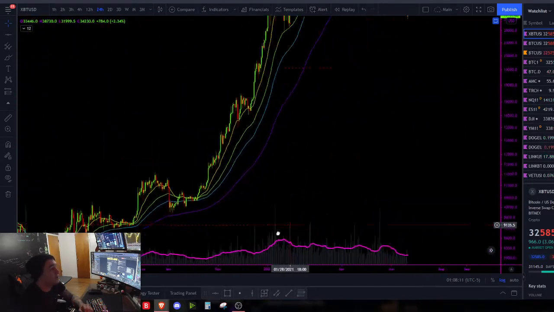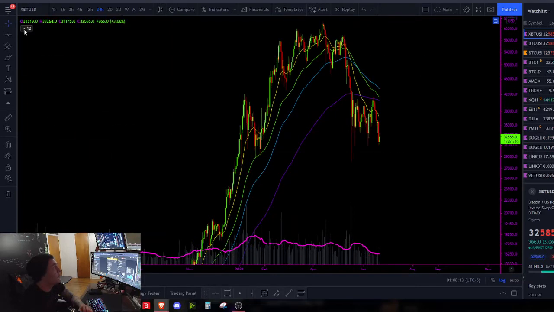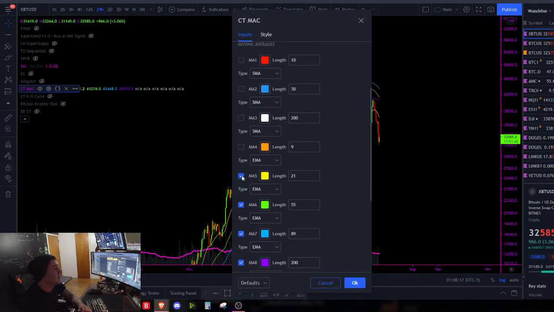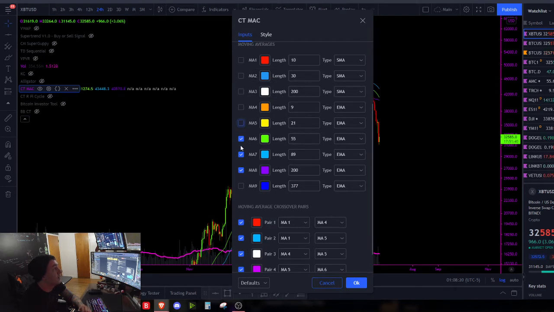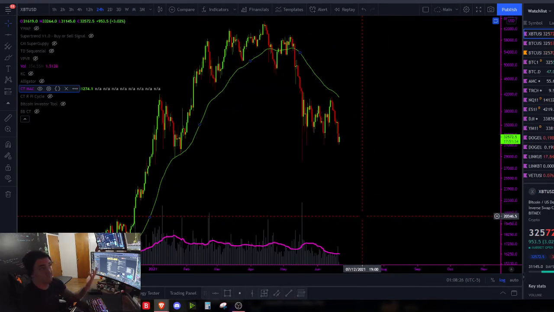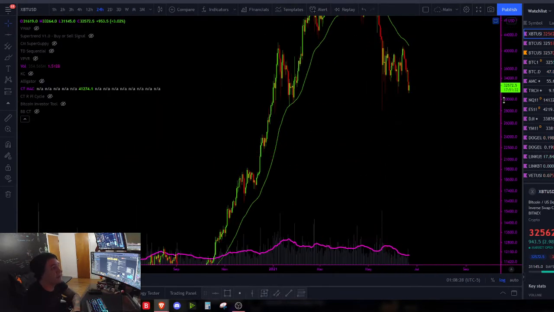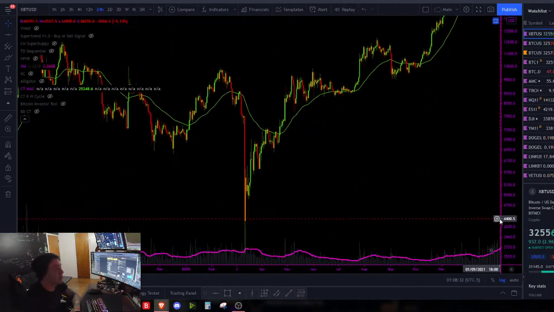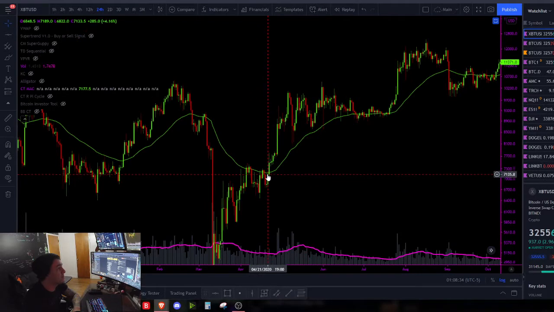And we can even go simpler than that here with moving average strategies. We can go into the settings. We can turn off the 21. We can turn off the 89 and the purple 200. Okay. Very, very easy strategy, right? For this one, you're looking at price action. Price action trades above the green 55 here.